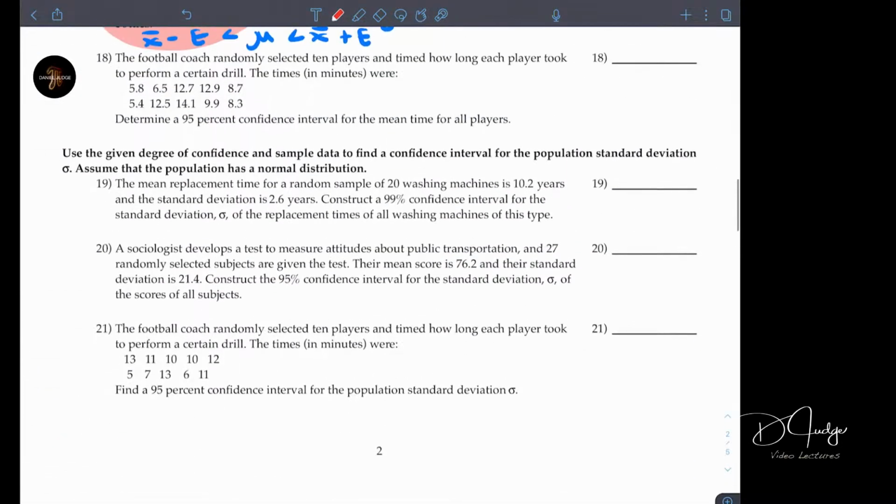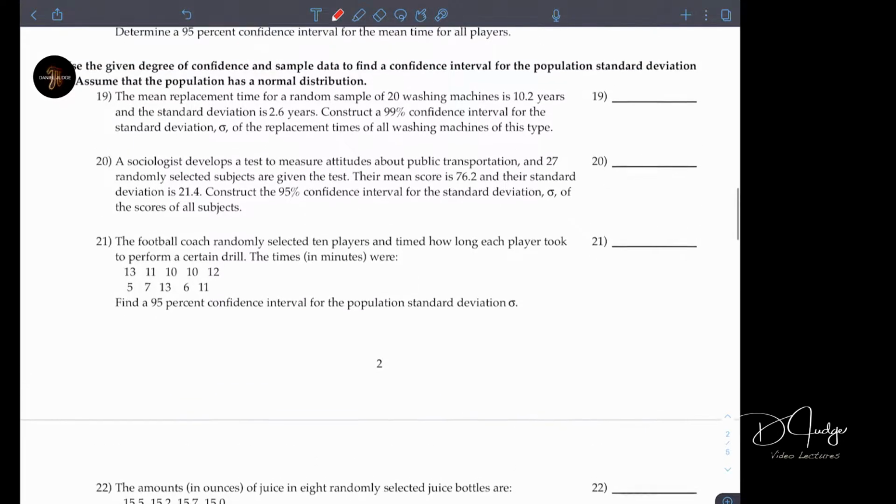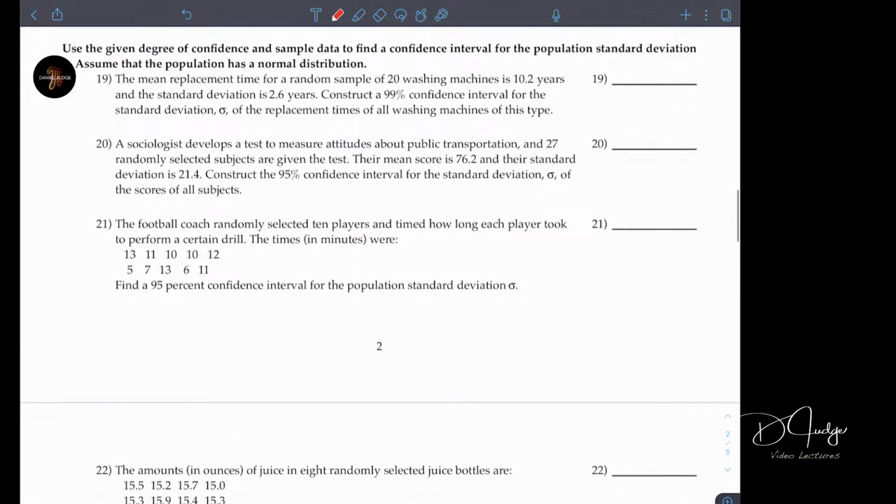Now, let's see. What I want to say is questions number 19, 20, 21, and 22. These are questions about estimating the variance and standard deviation here. And that will be coming shortly in your future. So I'm going to stop right here and I'm going to upload this to my website. So this should be enough to get you guys started on your estimation homework.